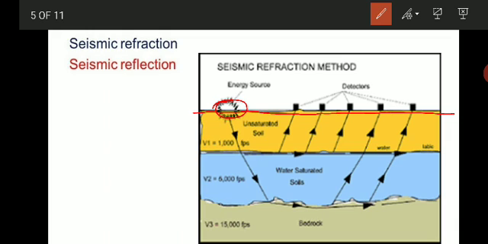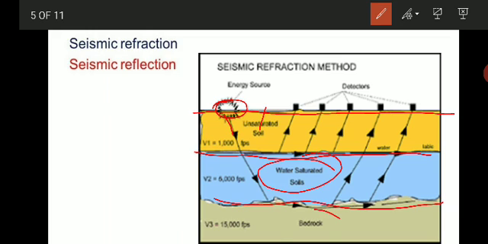So in this image we can see there are different formations. This is unsaturated soil, this is the water saturated soil wherein water is present, and this is the hard rock or the bedrock. After the explosion, the waves are generated. Some are reflected and some are refracted.